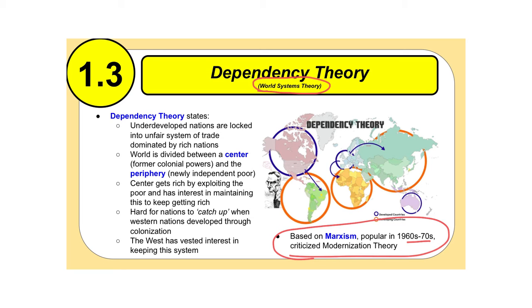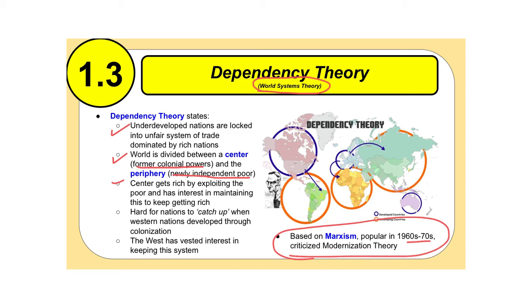And here's why. Dependency theory states first that underdeveloped nations are locked into an unfair system of trade dominated by rich nations. First and foremost, that should tell you right there that we are in direct contradiction to what the previous slide had to say about modernization theory. Secondly, the world is divided between a center, which is the former colonial powers, and the periphery, which are the newly independent poor. So our world is now divided into 2 different zones, if you will, the center and the periphery. The center is the old colonial powers, the periphery is the newly independent poorer nations.